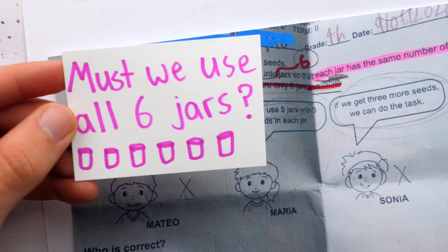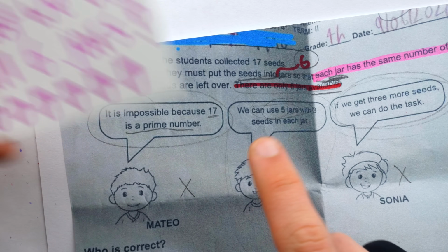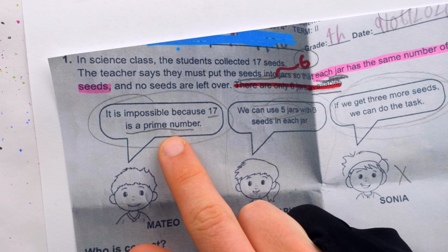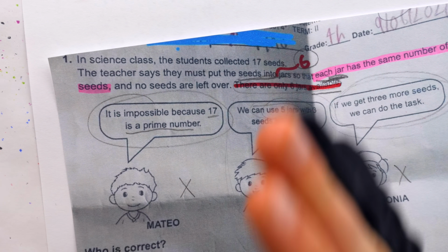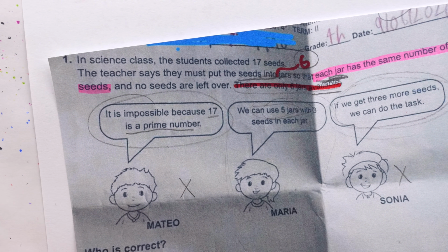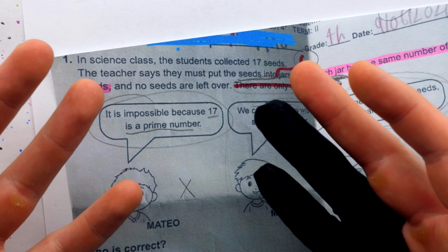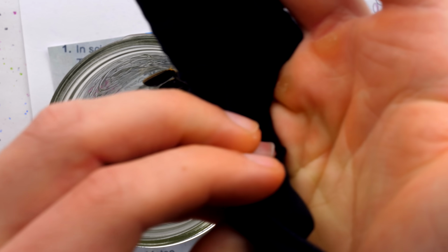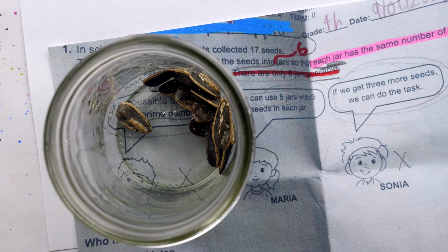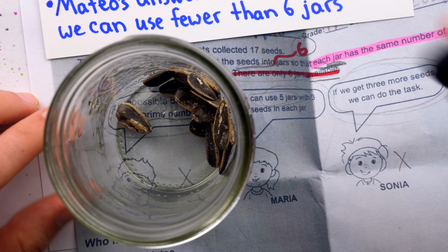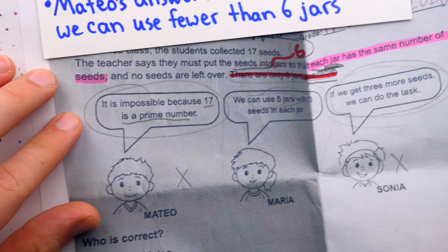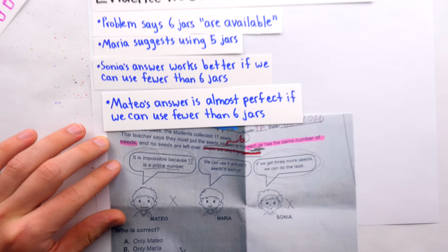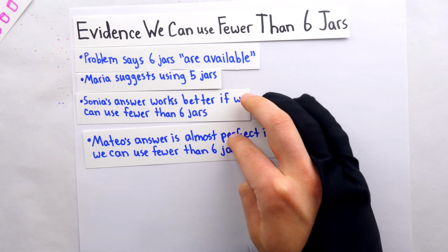But if 6 jars are available, then 17 being prime is almost the exact correct explanation as for why the task isn't possible, with the only fault in the explanation being the possibility of stuffing all 17 seeds into a single jar. With all this evidence, I'm beginning to think that the problem isn't ambiguous, and we obviously can use fewer than 6 jars.